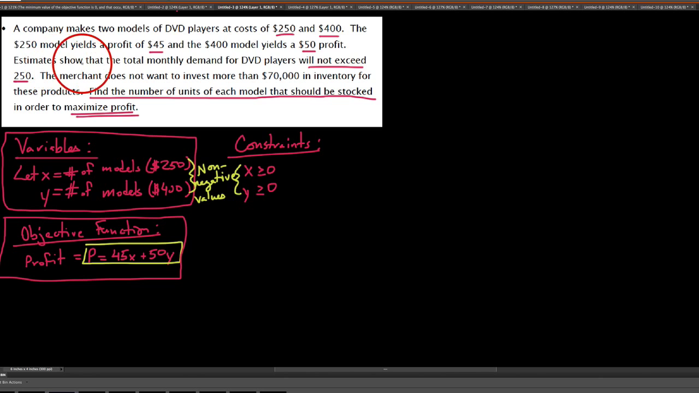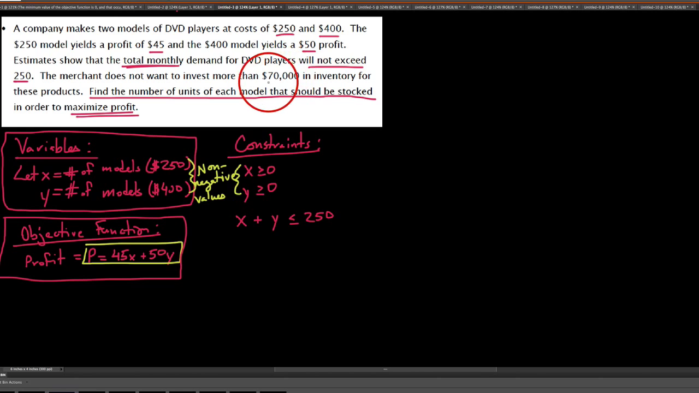Now, what else we know is it says estimates show that the total monthly demand for DVD players will not exceed 250. So the total monthly demand. How do I find the total of my DVD players if I have X of them over here and Y of them over here? Well, the total of my DVD players is X plus Y. Instead of writing X plus Y equals 250, which is what we're used to with systems of equations, it says will not exceed. So when we interpret this, the total is at most 250, so X plus Y is less than or equal to 250. It also says that the merchant does not want to invest more than $70,000 in inventory for these products.